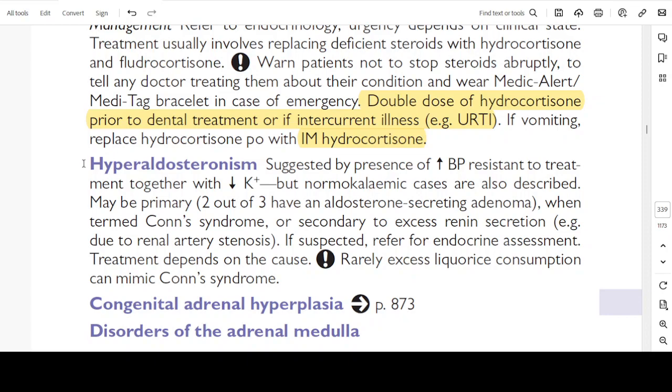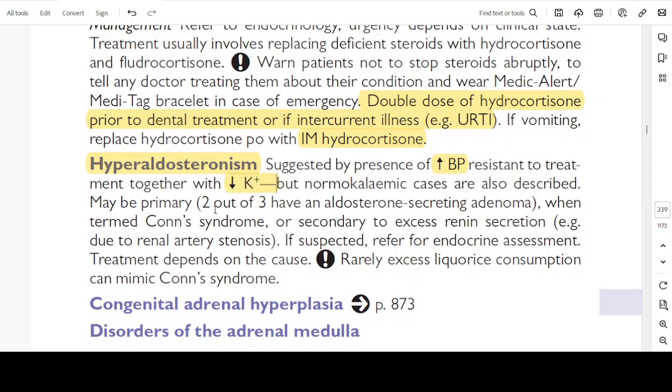Hyperaldosteronism. This is a state where there is excessive aldosterone, suggested by the presence of increased high BP. So, in hyperaldosteronism there is hypertension which is resistant to treatment, together with decreased potassium, because when aldosterone is more, sodium is retained and potassium is lost. So, there will be hypokalemia. But normokalemic cases are also described.